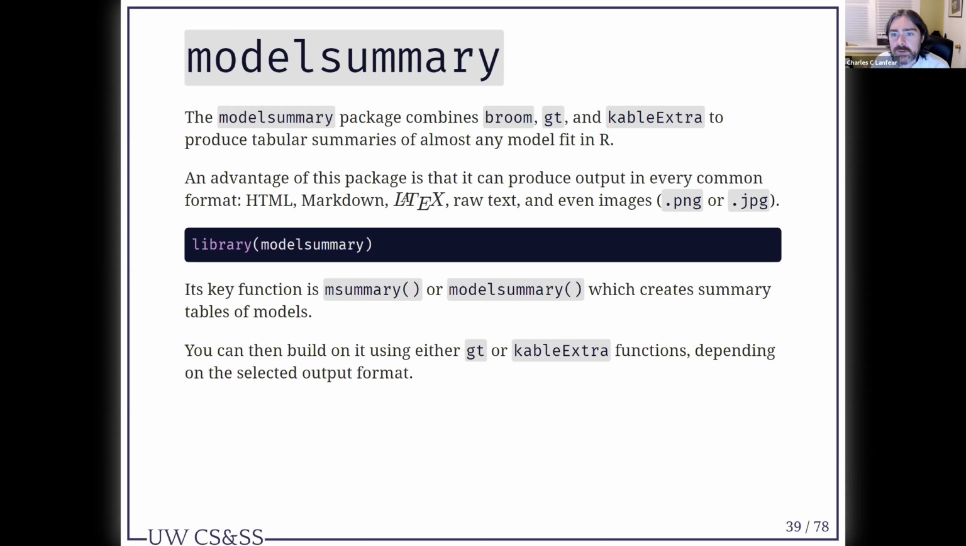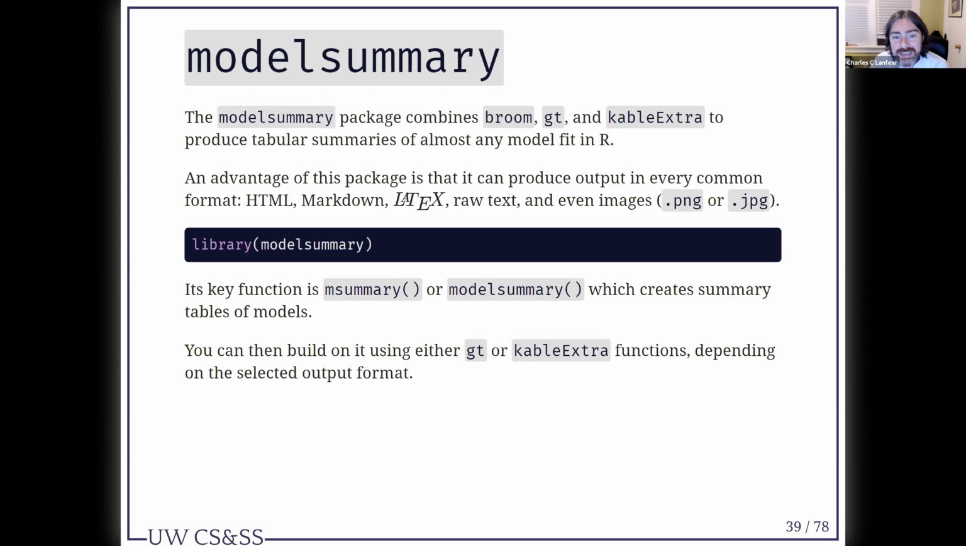The advantage of the model summary package is that because it can switch between using GT and Kable Extra, it can produce nice tables in HTML, Markdown, LaTeX, raw text, image, and Word documents simultaneously. So it does just about anything you want. It just sort of works. This is kind of nice.